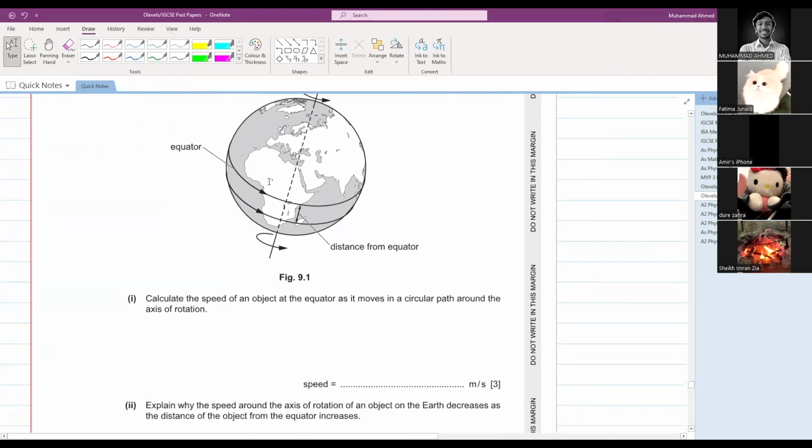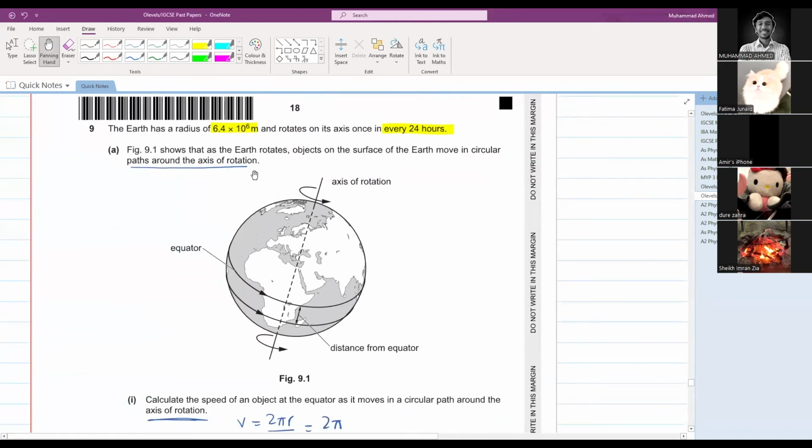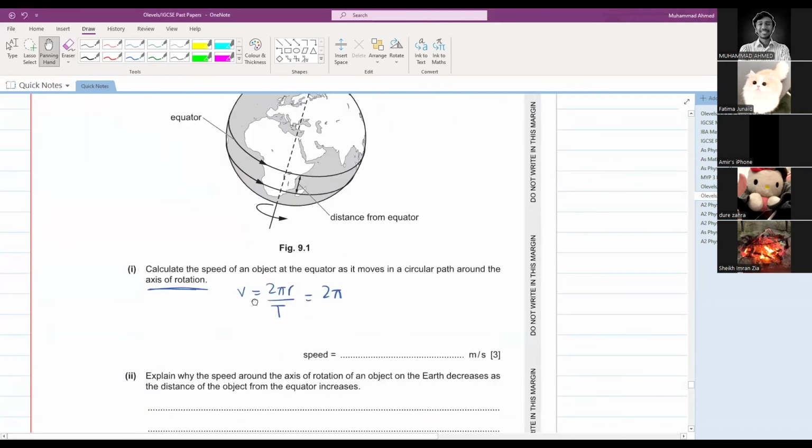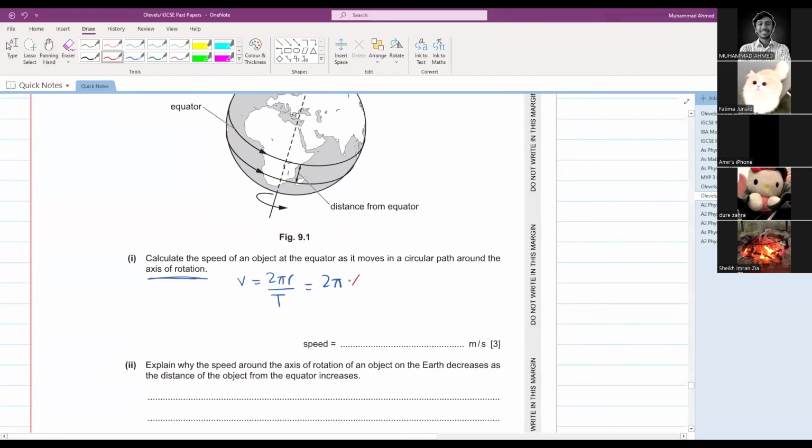Perfect. Calculate the speed of an object at the equator as it moves in a circular path around the axis of rotation. What do we have to calculate? We have to calculate the orbital speed. V is equal to 2 pi r over time period. बेटा अर्थ का रेडियस क्या है? What is the radius of the earth? 6.4 into 10 raised to the power of 6. Perfect.